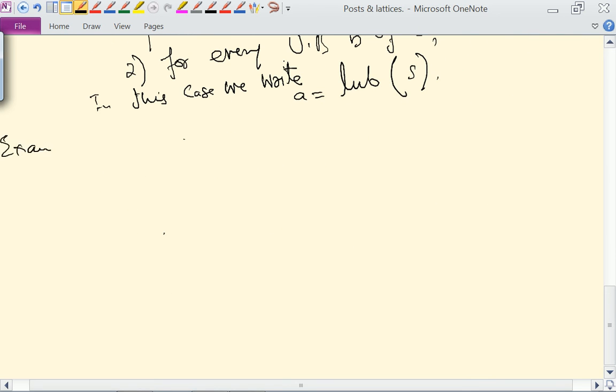So here we go with our example. Let me change my pen. Say for example, we have a poset on a set A, and A, B, C is my set. So what will be the upper bound first?